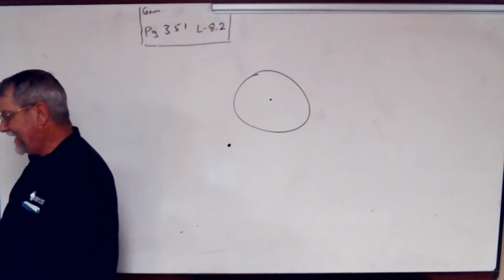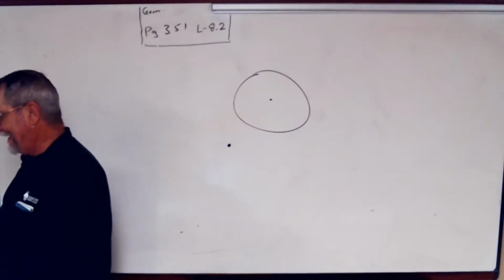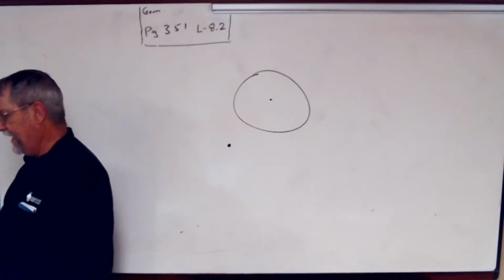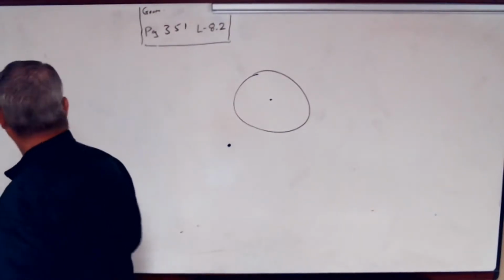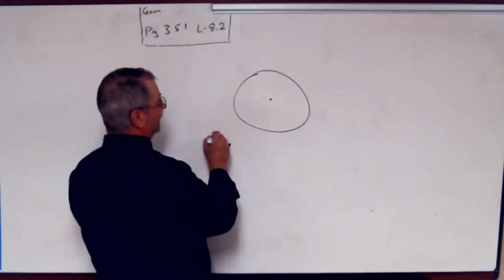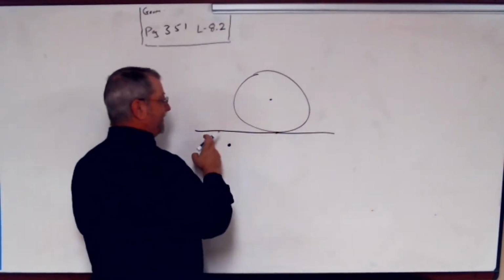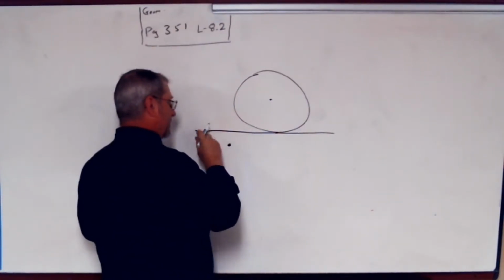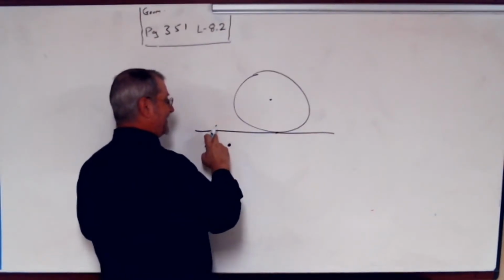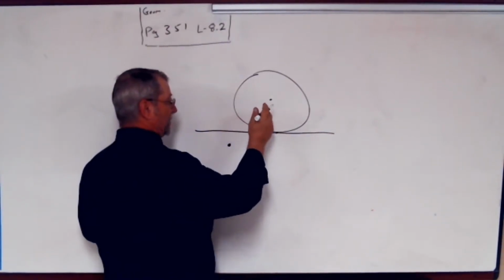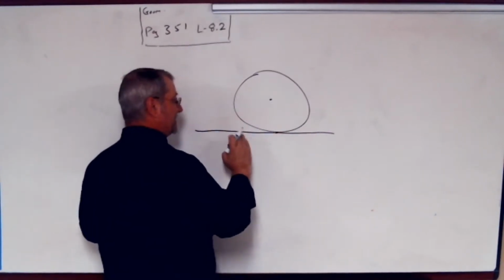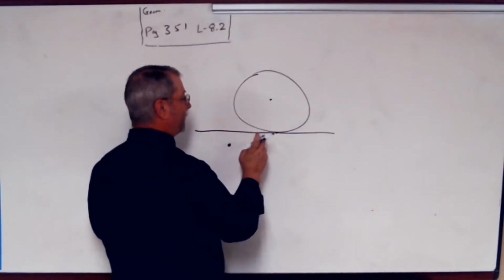So, it says a tangent is a line in the same plane as the circle that intersects the circle at exactly one point, the point of tangency. A tangent segment is a segment of a tangent line that contains the point of tangency. Okay, so here's my circle. If I have a line that touches this circle at just one point, right there, this line is tangent to this circle. It touches it at one point right here.